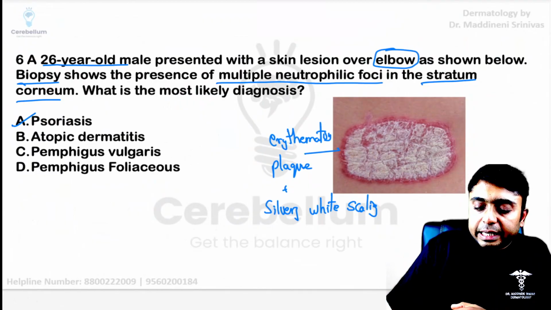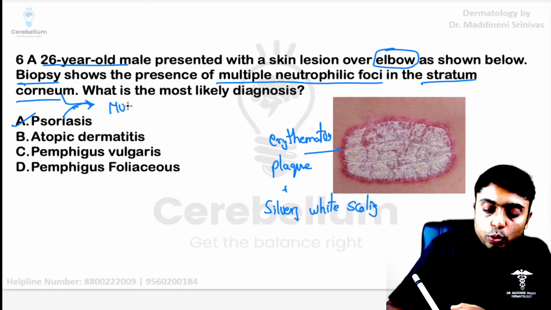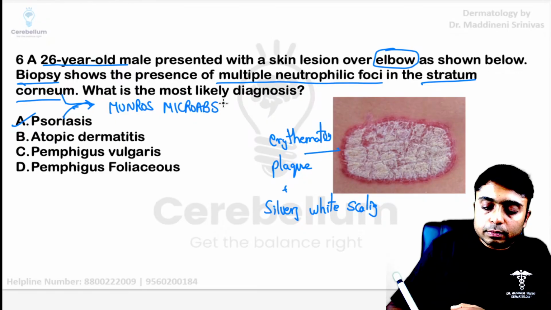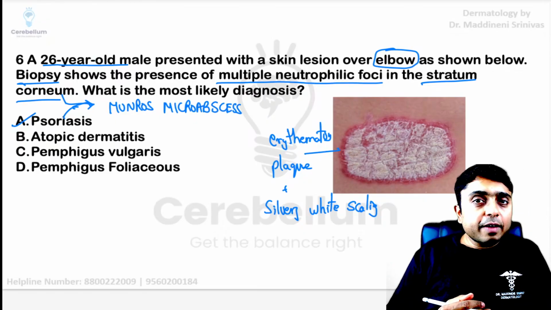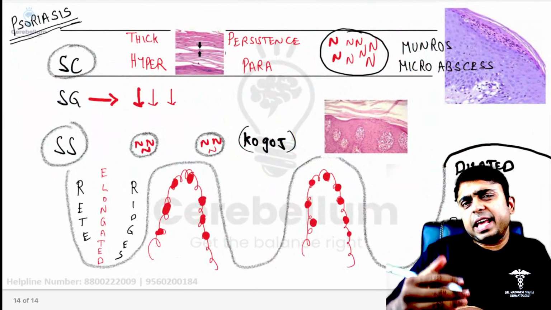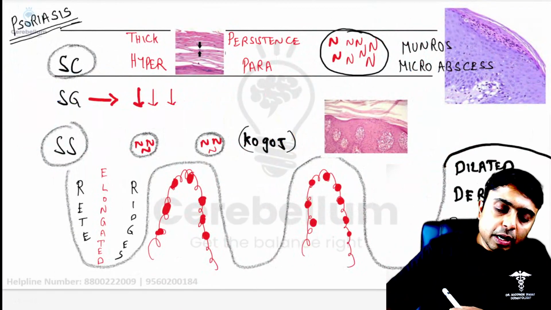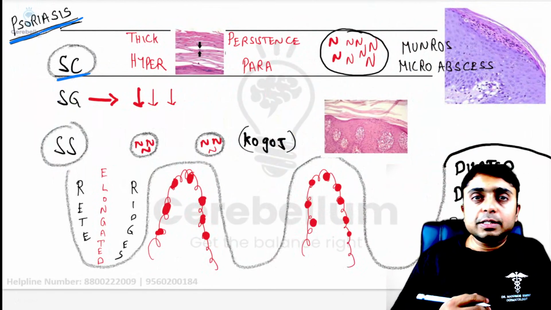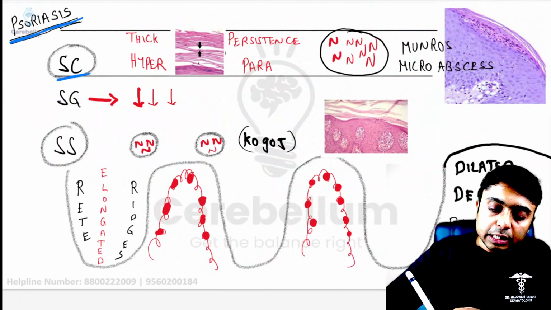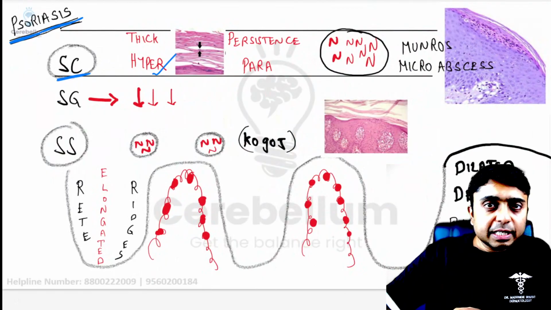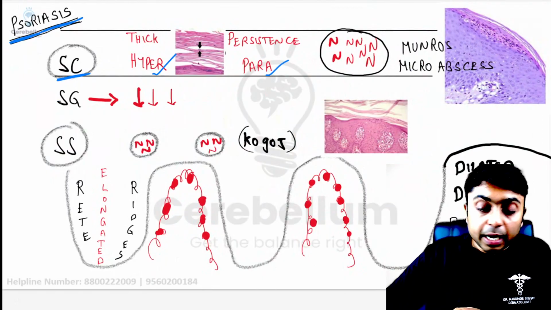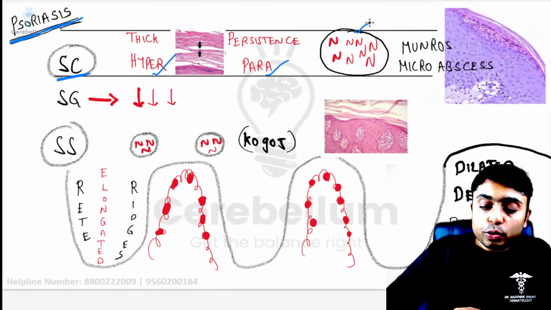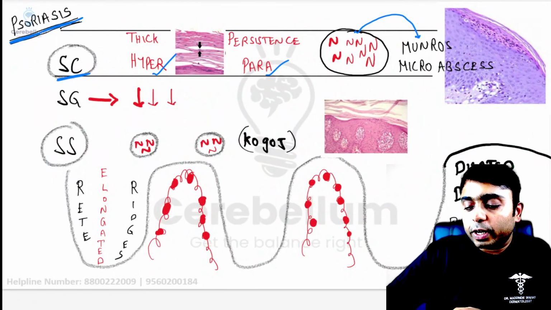But what are these neutrophilic foci which are present in the stratum corneum of the patients of psoriasis? They are called Munro's microabscess. They are referred to as Munro's microabscess. Briefly about the histopath of psoriasis, which is very important. In the stratum corneum, there is going to be a thickened stratum corneum, which is called hyperkeratosis. There is going to be persistence of the nucleus in the stratum corneum, which is parakeratosis. And yes, there is collection of the neutrophils, which is referred to as Munro's microabscess, which you are able to see in this image.